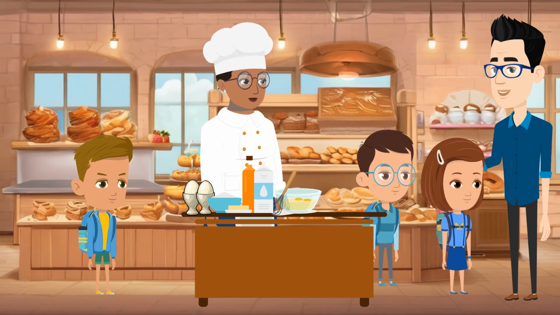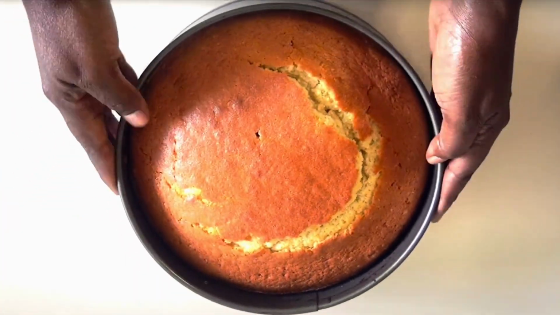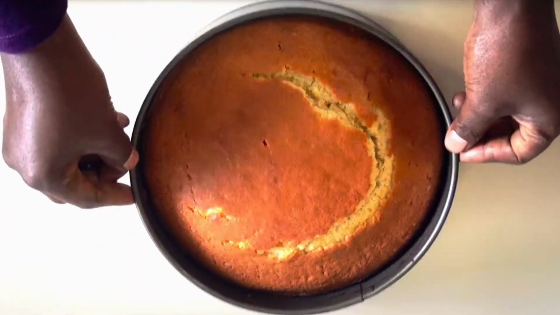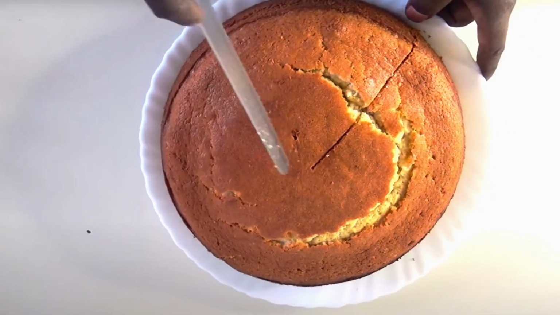My geniuses, that toothpick check is an if. If toothpick is clean, cake is ready. Else, bake a little longer. Okay, now remove cake from oven. Let it cool slightly before removing from the pan. And finally, slice and enjoy the fluffy butter cake.